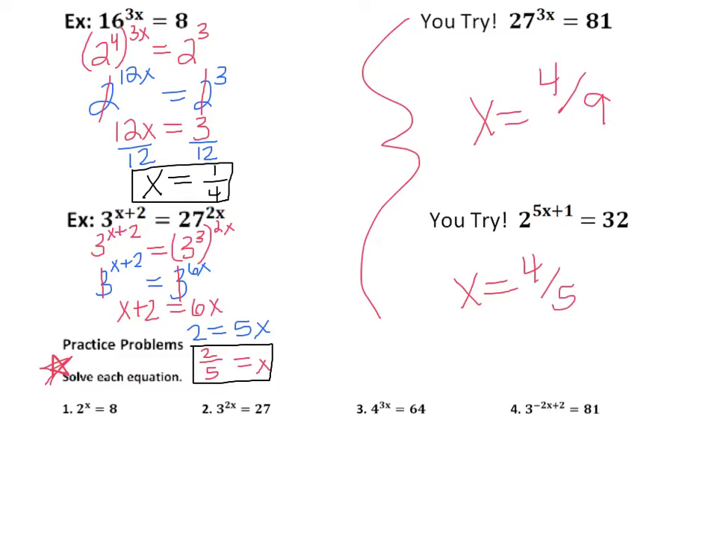For the practice problems, number 1, x is equal to 3. Number 2, x is equal to 3 halves. Number 3, x is equal to 1. And number 4, x is equal to -1. So hopefully you got all those right. And let's continue on.